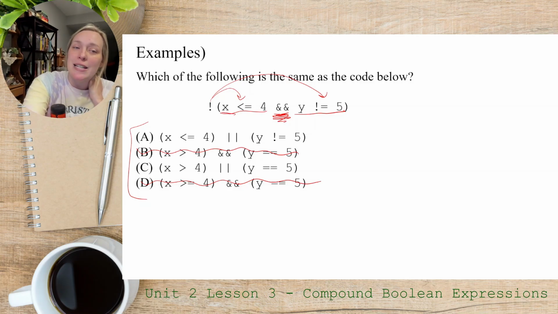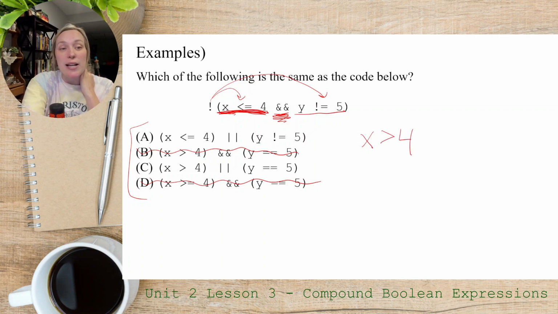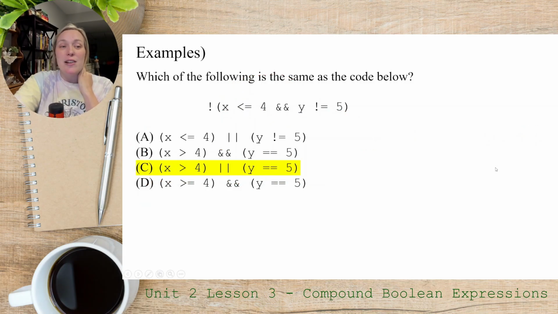But this is where negating comparisons does come in, because you've got to be able to negate these comparisons. So if I were to negate x less than or equal to 4, that's directly switching the sign. And since it had an equal sign there, I'm not going to include it here. And then here, negating the not equals means making it into equals. So my answer is in fact C.